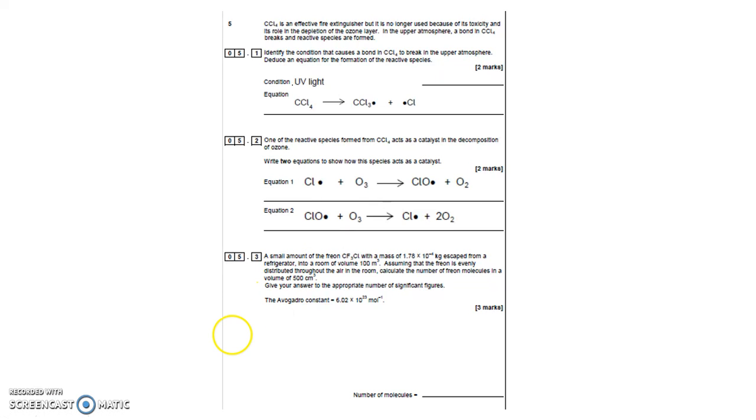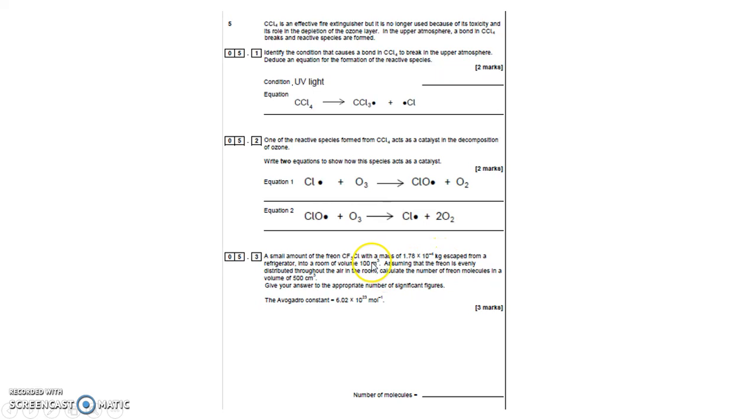Next question. The next question is hard because of the units, so you've got to know how to convert units. A small amount of Freon, CF3Cl, with a mass of 1.78 times 10 to the minus 4 kilograms, so kilograms first of all is a problem to us, escaped from a refrigerator into a room of volume 100 meters cubed. Meters cubed is a tricky unit to deal with as well. Assuming the Freon is evenly distributed throughout the room, calculate the number of Freon molecules in a volume of 500 centimeters cubed.